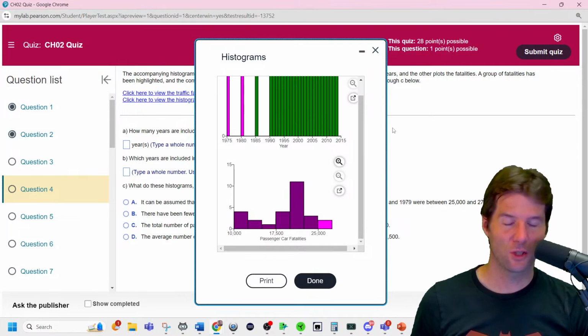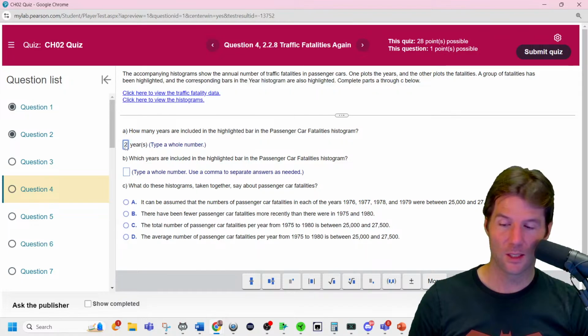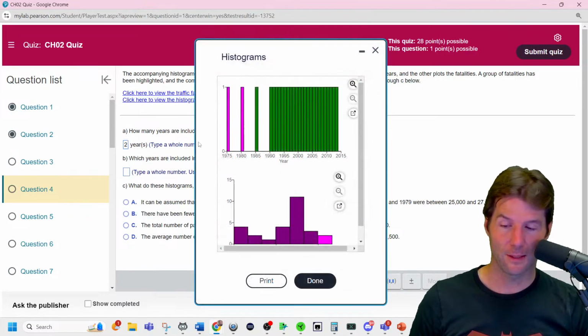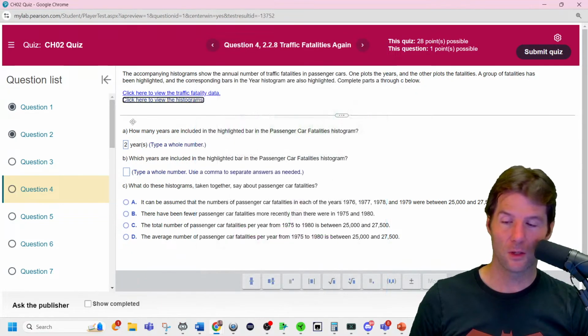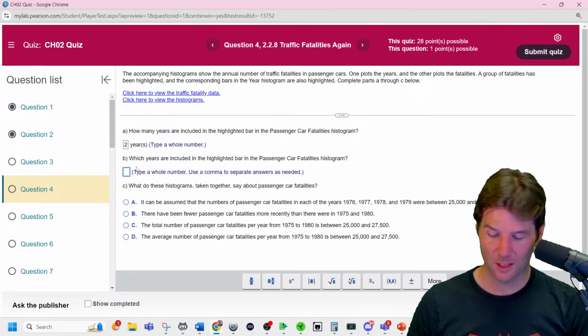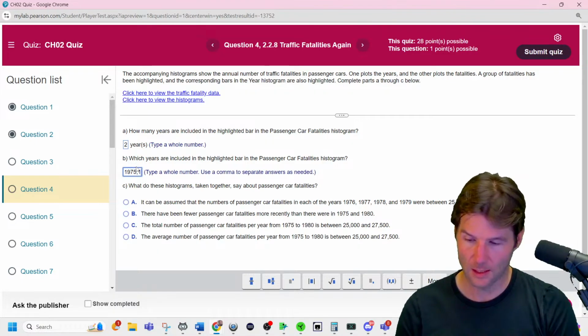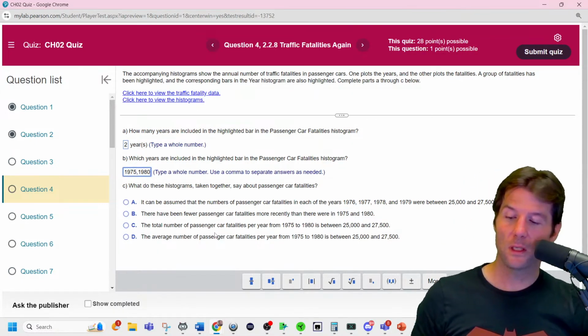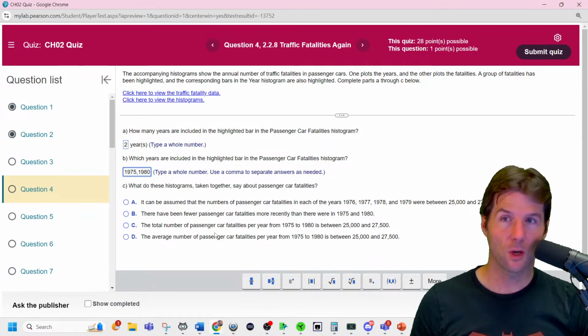I don't love this question. 2. Nathan got it right there. It's 2: 1975 and 1980. Which years are included? Put commas between them. Well, I kind of said it. 1975, 1980. You can also tell by looking over here. Use commas between them, I think. So 1975, comma, 1980.